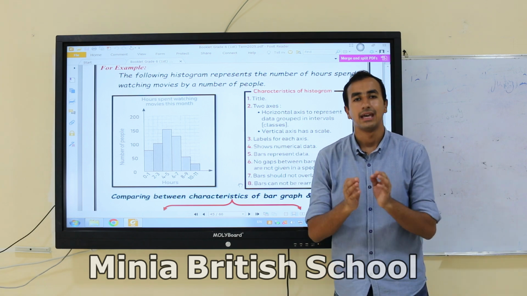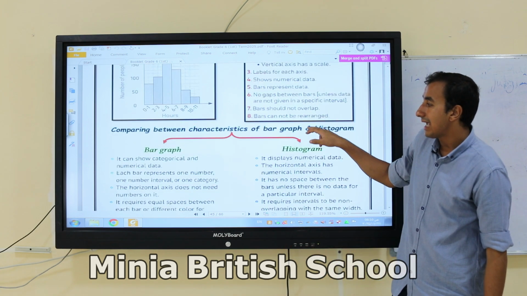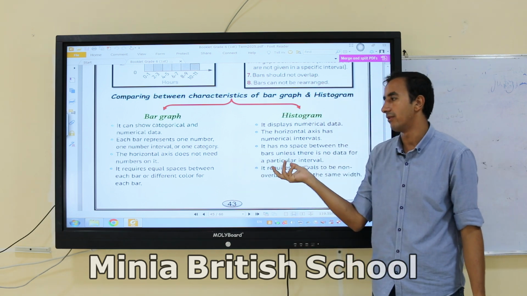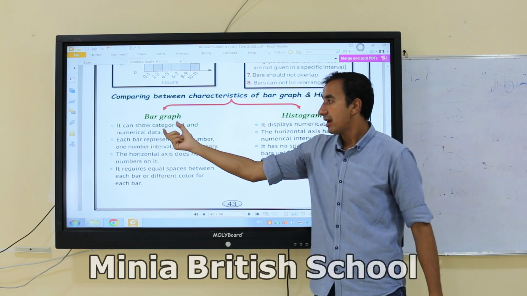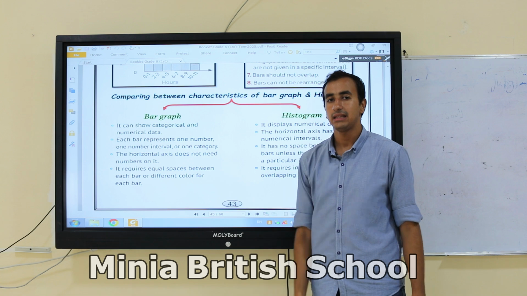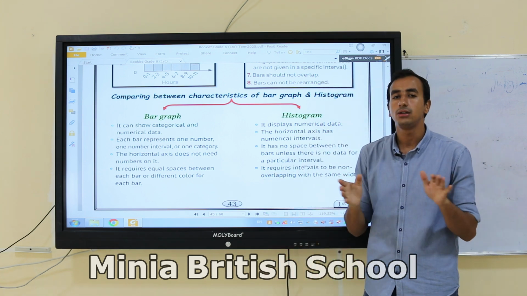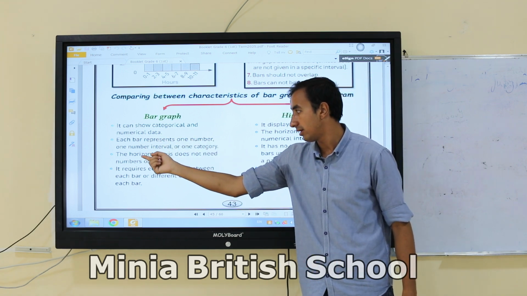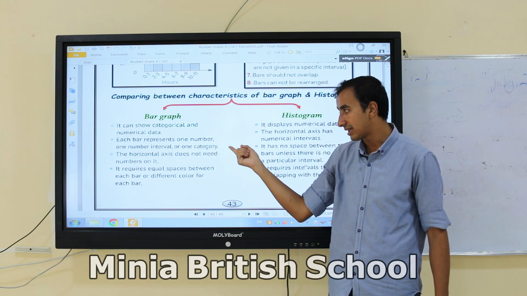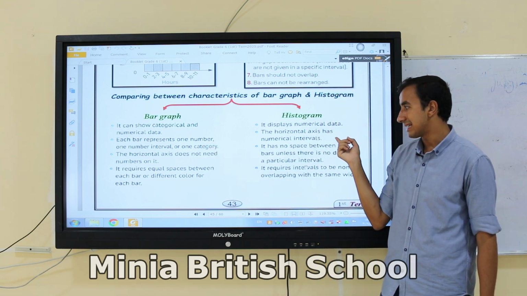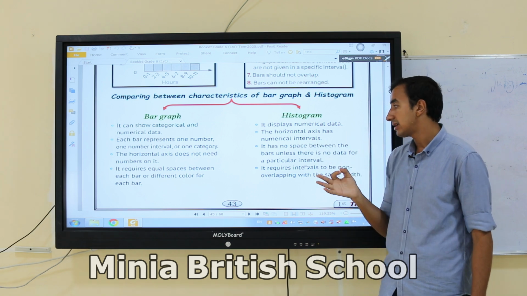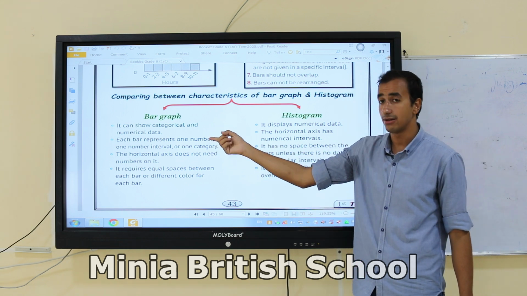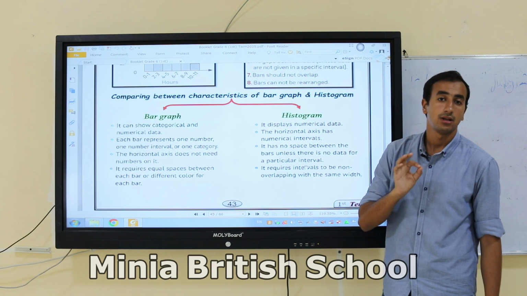Okay, that's called a histogram. Here I can compare the characteristics of a bar graph and a histogram. A bar graph shows categorical data and numerical data, but a histogram displays only numerical data. In a bar graph, each bar represents one number or one category. In a histogram, the horizontal axis has numerical intervals, but the vertical axis has a scale, not categories, because a bar graph can represent categorical and numerical data.